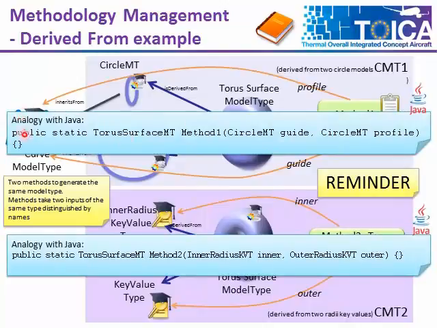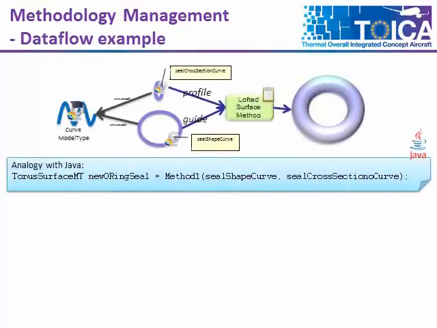Then the analogy with Java, you're creating a method 1 which outputs a torus surface type which has these two inputs, guide and profile, which are both the same type. Now if we look at this using this method, again the analogy with Java, you have the torus surface method model type output. So method 1 in this example calls seal surface shape first and then seal cross section curve second. So this is the shape curve first, which it uses as the guide, and it has the cross section as the profile, producing this O-ring.